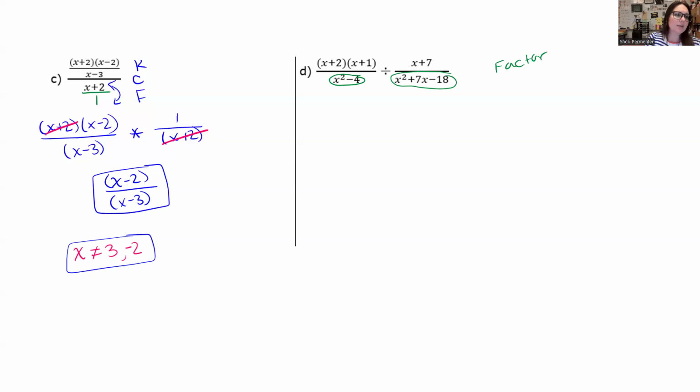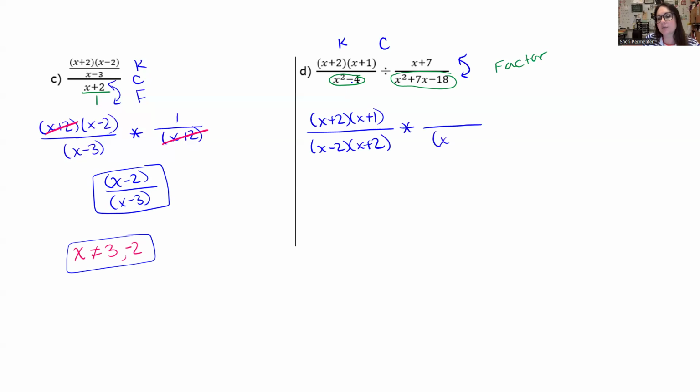And I'm going to do it all in one step as I rewrite because I don't want to rewrite twice. So I'm going to keep the first fraction the same. X plus 2, X plus 1 divided by, and then difference of perfect squares, I'm going to factor as I rewrite it. So this becomes x minus 2, x plus 2. Or in the opposite order. Change. I'm going to change the operation to multiply. Flip. I'm going to flip this fraction. And the denominator will be x plus 7.